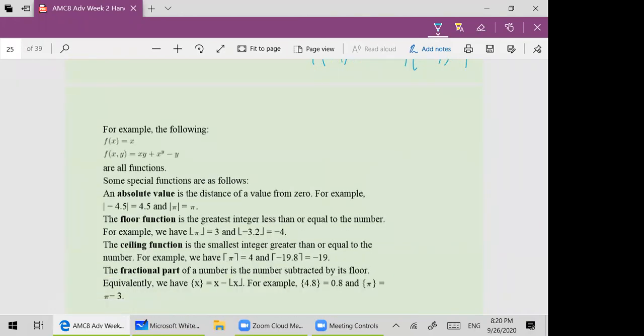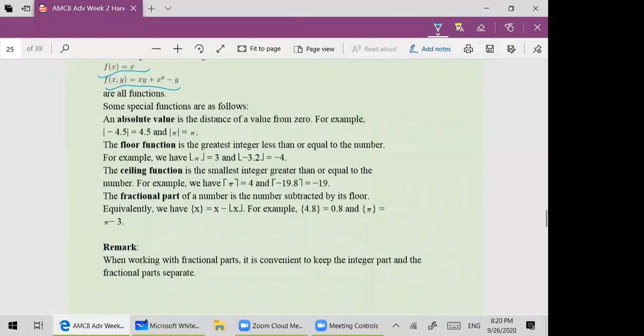For example, these two are both functions. The absolute value is an example of a special function. It's the distance of a value from 0. You could also think of this as a piecewise function, but we don't need to do that. So the absolute value of negative 4.5 equals 4.5, and the absolute value of pi equals pi.